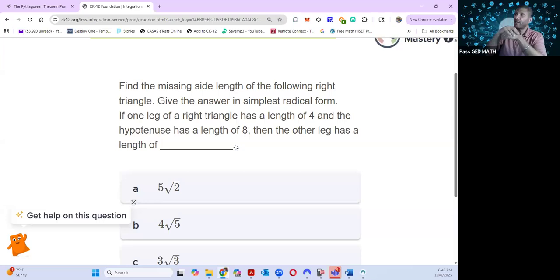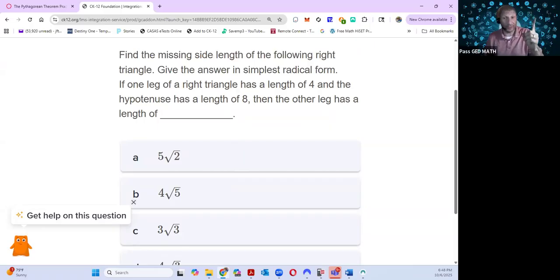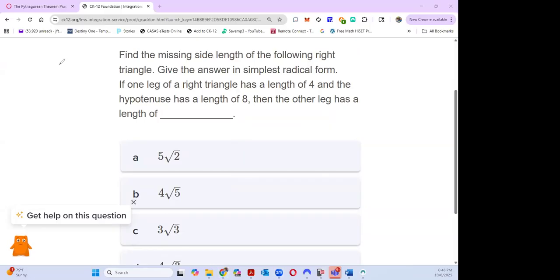Now look at this. Find the missing side of the following right triangle, giving the answer in simplest radical form. If one leg of a right triangle has a length of 4 and the hypotenuse has a length of 8, then the other leg has a length of: is it 5 square root of 2? 4 square root of 5? 3 square root of 3? 4 square root of 3? Your head just exploded because you have no idea. So you're going to take deep breaths and say to yourself: what do I know?